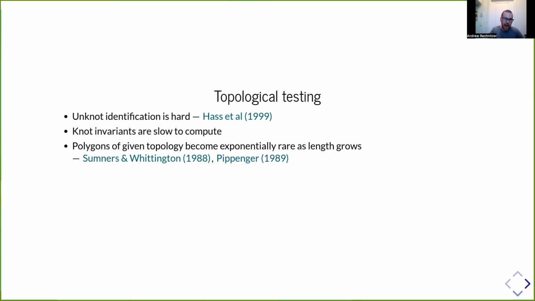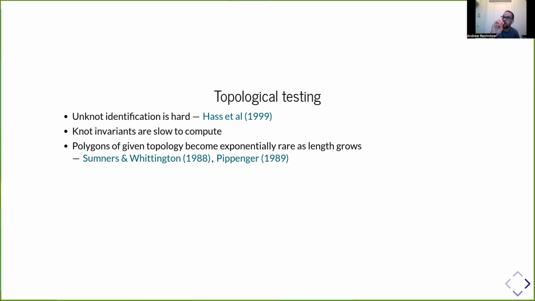So this has some problems, and it gets worse as the polygons get longer, because polygons of a fixed topology become exponentially rare as the size of your polygon grows. The result goes back to DeWitt, Stew and Pippenger in the late 80s, and I think the results happened at about the same time using much the same techniques. This means that if you're trying to sample large polygons, you're trying to get at an exponentially small space. If you're trying to find just the trefoils, the space in which you're sampling is much, much bigger than the things you're actually trying to get at.